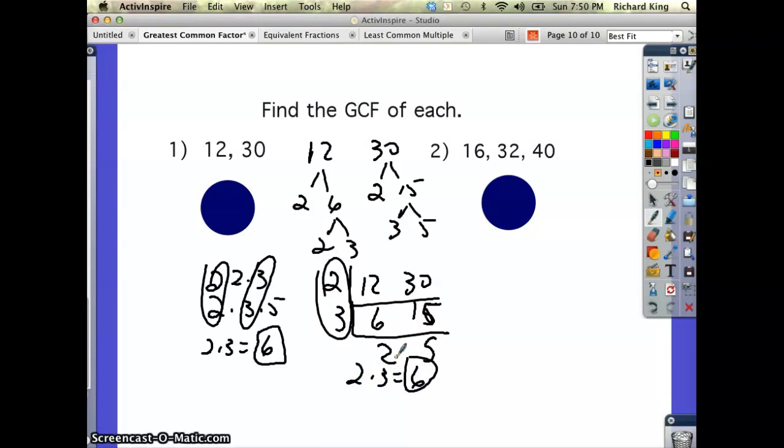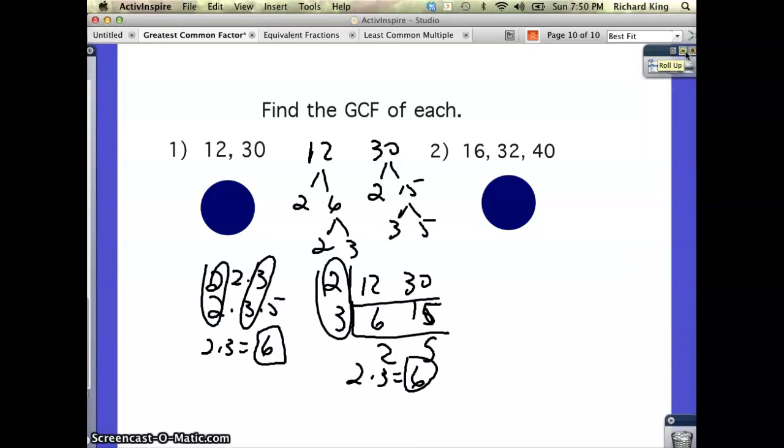We'll see if we have enough room to do 3 here. Let's move this up. So 16, 32, and 40. Alright, we do prime factorization first. So 2 times 8 is 16, 2 times 4, and then 2 times 2. So you end up with 2 times 2 times 2 times 2 is 16.